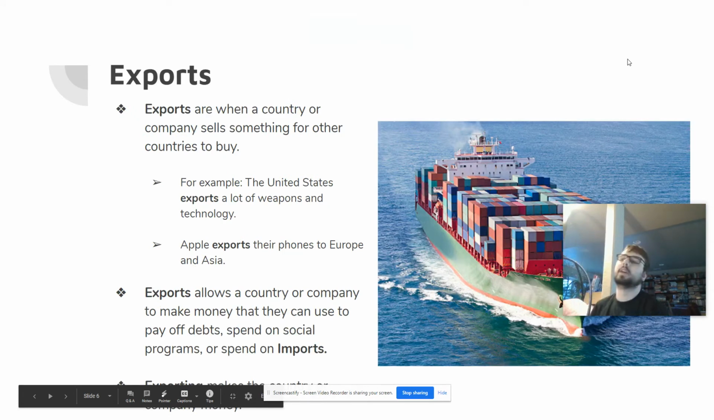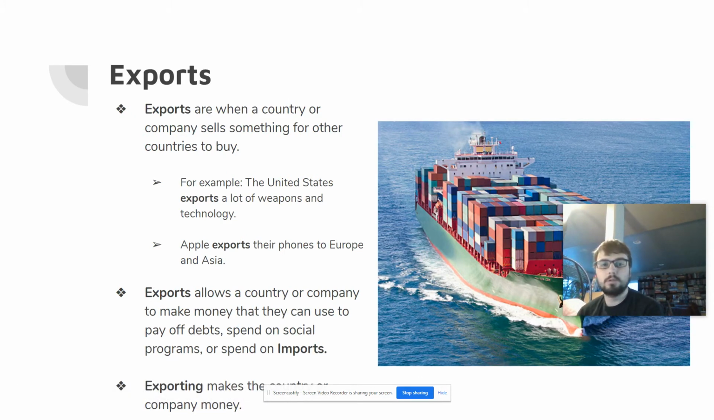Exports. Exports are when a country or company sells something for other countries to buy. So exports would be me or the United States selling things, things that we make here that we want to sell to other countries. One of the main things that we actually export would be technology or food. We make tons of food in the United States. In fact, we feed about a third of the world, so we're exporting or selling food to other countries all the time. So what are some examples we have here in the slides?